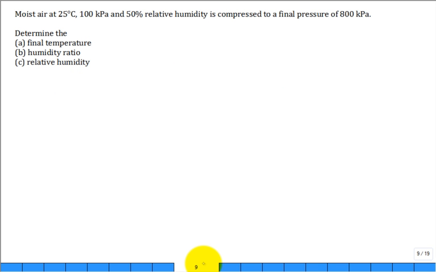Now let's put some numbers to it, now that we have the concepts right. So we have moist air at 25 C, 100 kilopascal, 50% relative humidity. It's compressed to a final pressure, 800 kilopascal. What is the final temperature immediately after it's compressed?